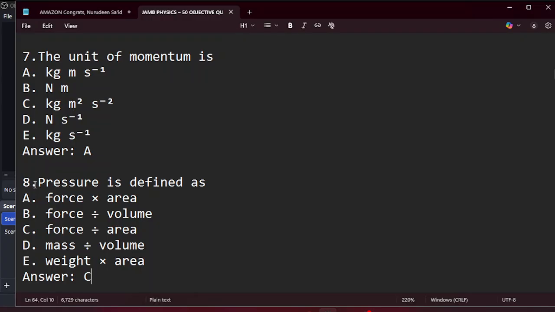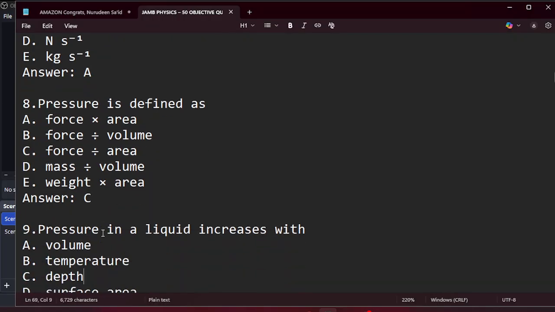Question number 8. Pressure is defined as A. Force times area. B. Force divided by volume. C. Force divided by area. D. Mass divided by volume. And E. Weight times area. The answer is force divided by area.